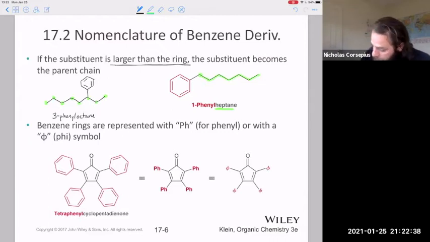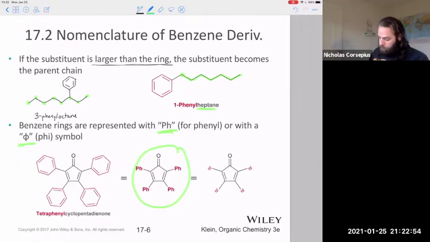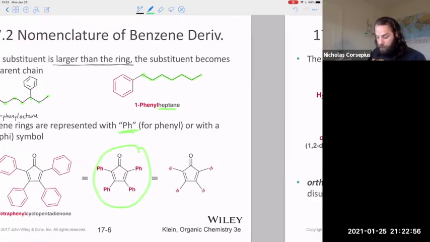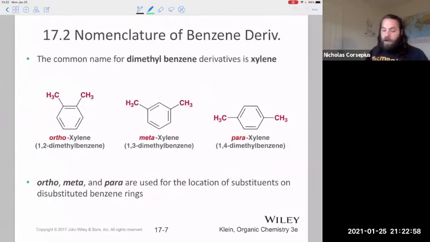So you will often see it abbreviated as just this Ph. Apparently this phi sign too, though I've literally never seen that in my life. But this is really common as a way to shorthand those big benzene rings or phenyl groups.